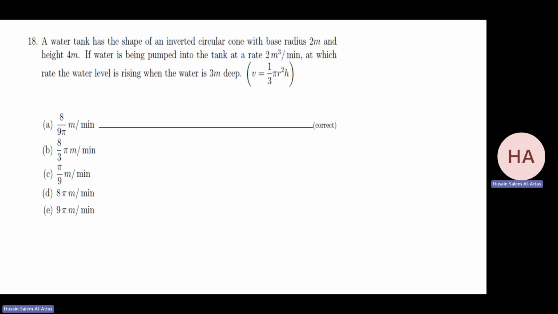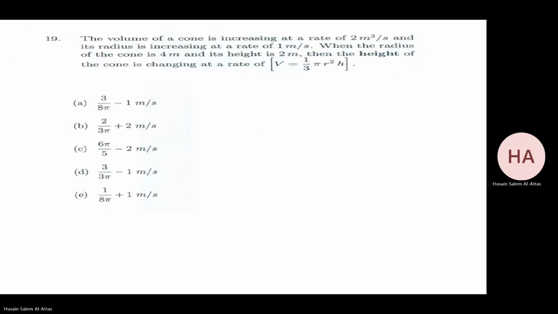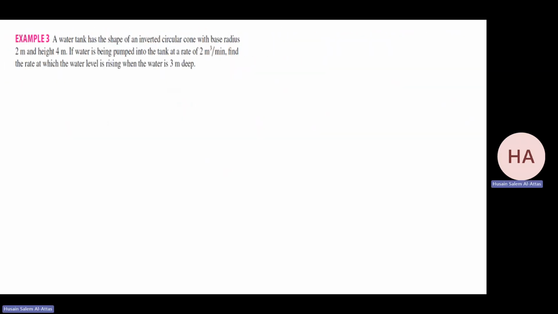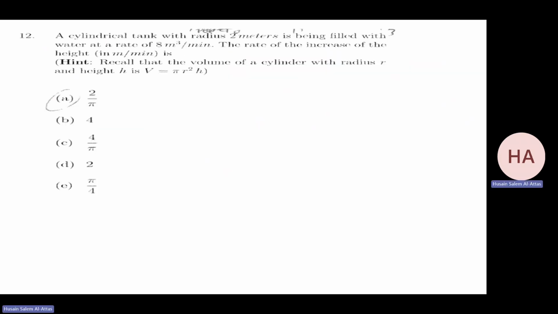Okay, now I need to finish the cylinder and the cone. Let me do the cylinder and the cone. A cylindrical tank with radius 2 meters, r is fixed at 2, is being filled with water at a rate of dV/dt equals 8. You want the rate of change of the height, so dh/dt equals what?